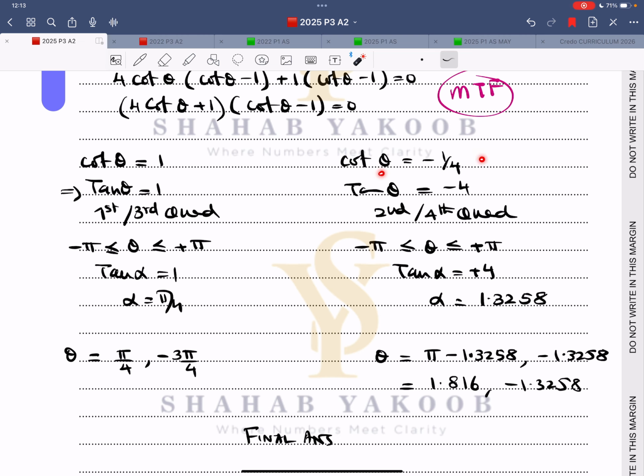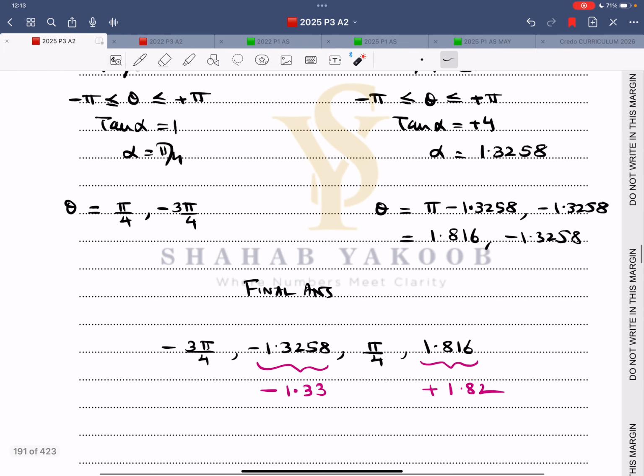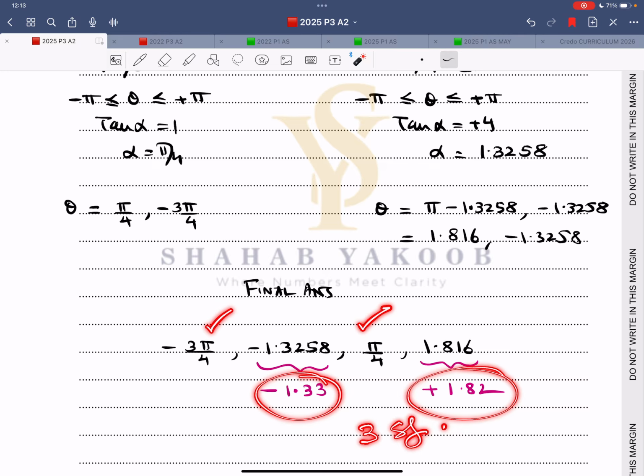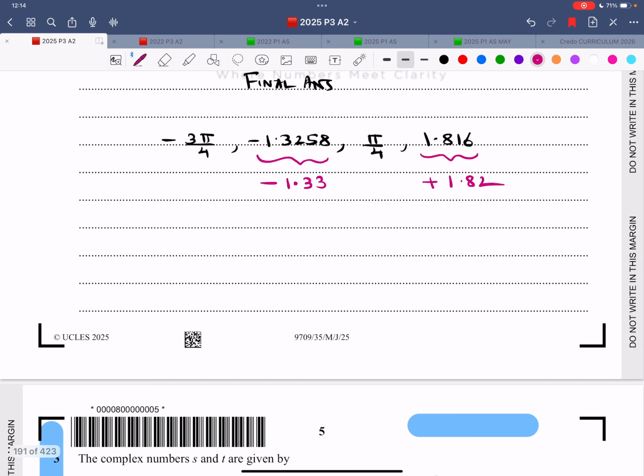Cot theta is negative 1/4, so tangent theta is negative 4. Second and fourth quadrant. So again, we are going from 0 till pi, 0 till negative pi. In the second quadrant, tangent is positive, so that is pi minus the basic angle. And in the fourth quadrant, this is negative of the basic angle. That's the final answer. 2 answers in terms of radians, 2 answers in decimals. Decimal ones, final answer correct to 3 significant figures. These are exact, these are exact. So that is where the buck stops.